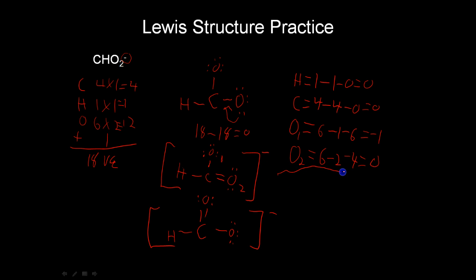If we add up all of our formal charges, remember what it should be. It should be equal to the charge on the whole species. So all the formal charges on the atoms need to equal the charge on the species itself. 0 plus minus 1 plus 0 plus 0 all add up to minus 1, which is indeed the charge on our original species.